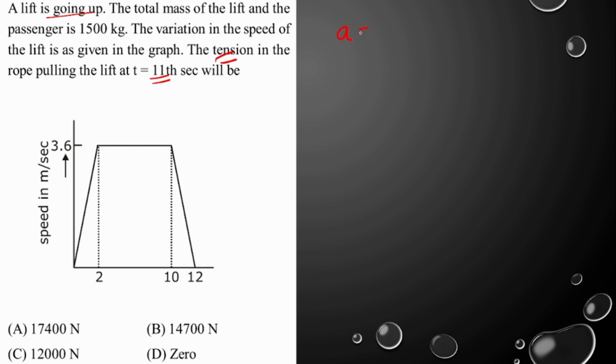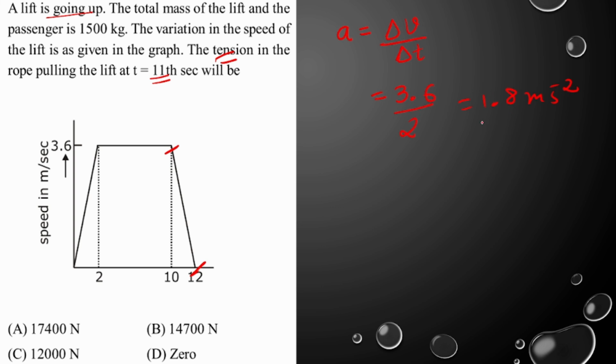First of all, I want to know the acceleration, which is delta v by delta t. Change in the velocity: at the 10th second the velocity is 3.6 and at the 12th second it is 0, so the change in velocity is 3.6, and the time taken is 2 seconds. So acceleration is 1.8 meter per second square, and as I can see from the graph, the lift is retarding.